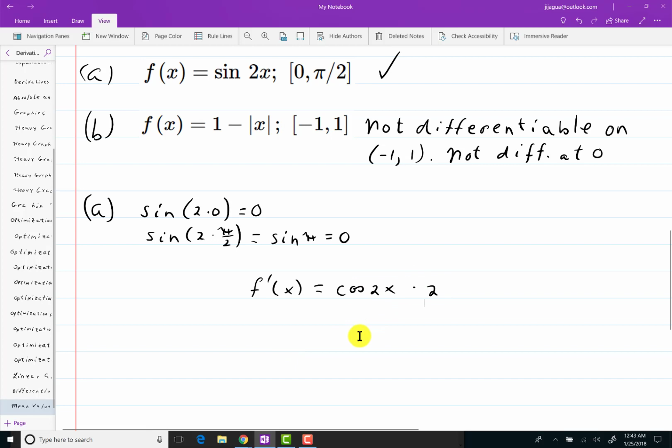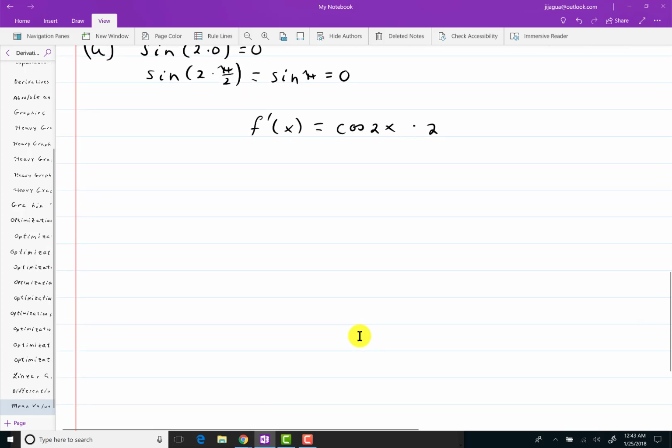Now then, I need to solve this equation. 2 cosine of 2c equals 0, because c is the number I'm looking for. I'm going to divide by 2. So cosine 2c equals 0.